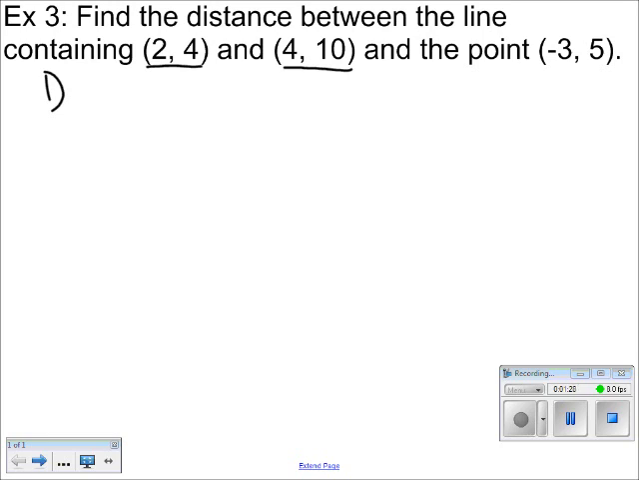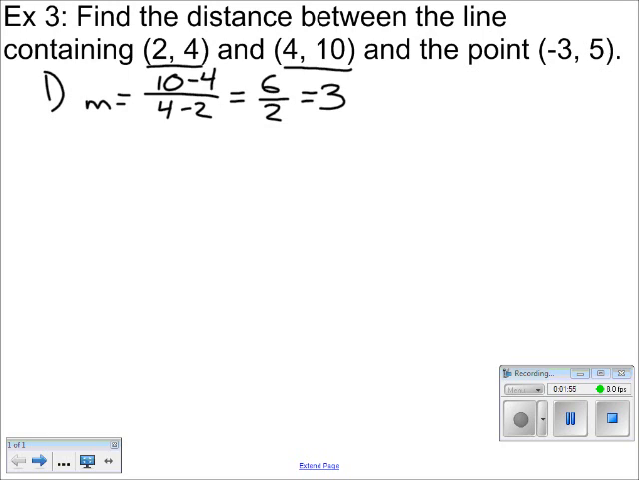To get the equation, what do I find first? Slope. By now we're really good with that. y2 minus y1, so 10 minus 4, over x2 minus x1, so 4 minus 2, gives me 6 over 2, which just becomes 3. So I have my slope. What do I find next?